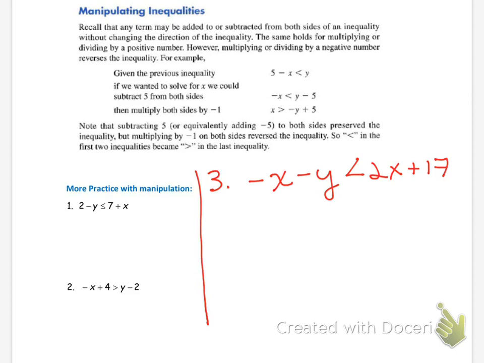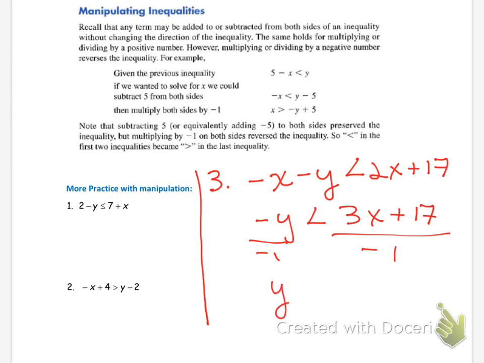Now, I thought I had a picture of that last problem, but I did not. I'm just going to write it here for us. Looking at this, I'm going to add x to both sides. I end up with negative y is less than, if I add an x, 3x plus 17. But remember what I said before, I don't care about negative y, I want to know about y. So this time, think about dividing by negative 1. Whenever you multiply or divide by a negative, you're going to flip that inequality. So that's going to be y is greater than negative 3x minus 17.